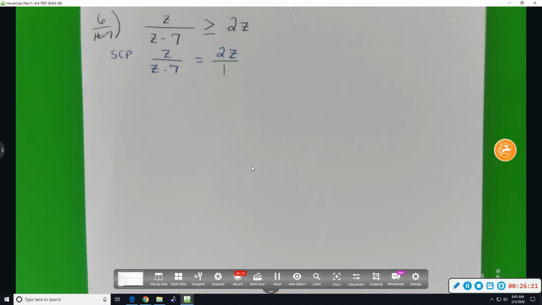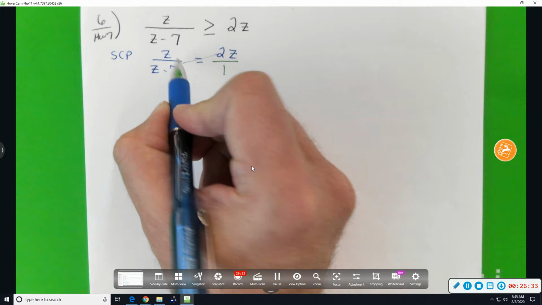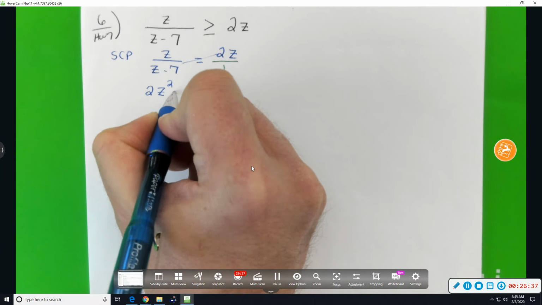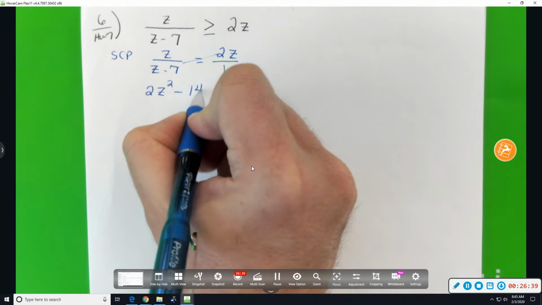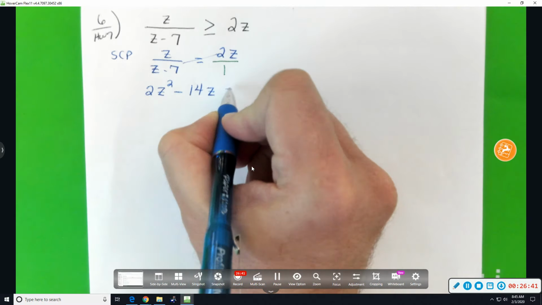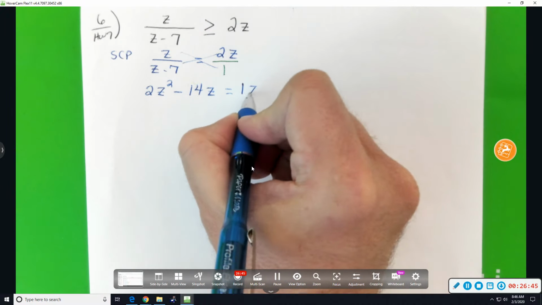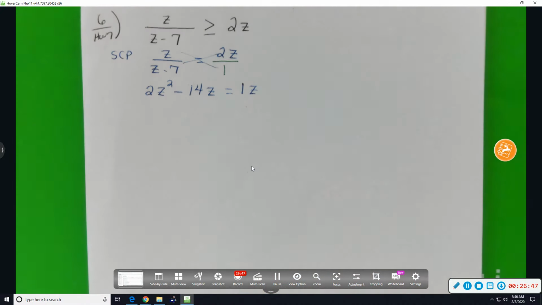So, I'll write that 2z is 2z over 1. Y'all can sort of figure out, what am I going to do to solve this equation? Cross multiply. So I would have 2, and that's going to be a z squared minus 14z equals just a z. I think I'll write it as 1z for illustration purposes.